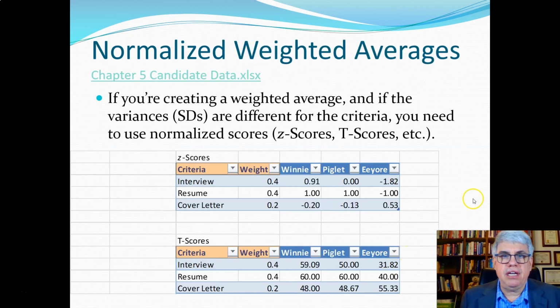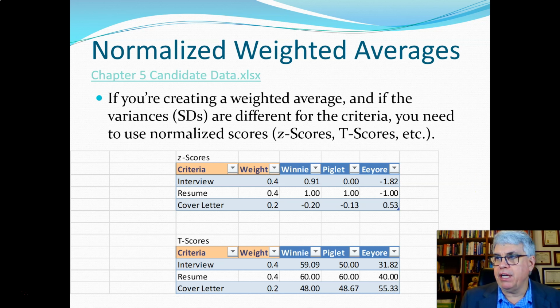Now, we're going to look at an example where a t-score might be useful, but we're also going to go back to the question of weighted averages and talk about when we might get in trouble with weighted averages. If we're creating a weighted average and the different things that we're weighting have different standard deviations, different variances, we're going to need to use normalized scores, or we're going to get crazy things that are mixed up.